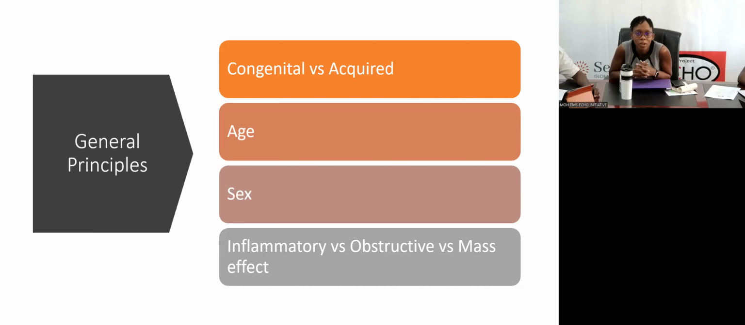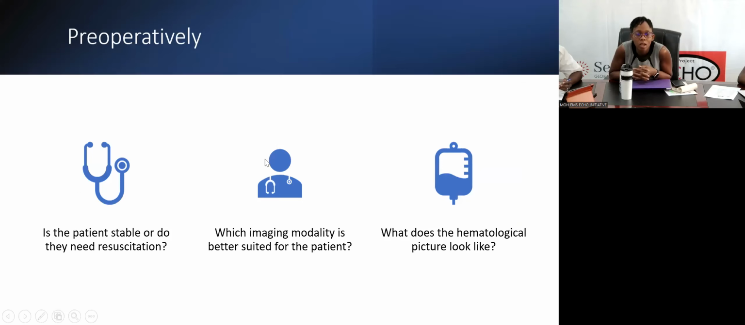Okay, that aside, we can move on to the next slide. So here, preoperatively, you have a child that has come in with intestinal obstruction. They basically talked about everything. The first question is: is your patient stable, or do they need resuscitation?